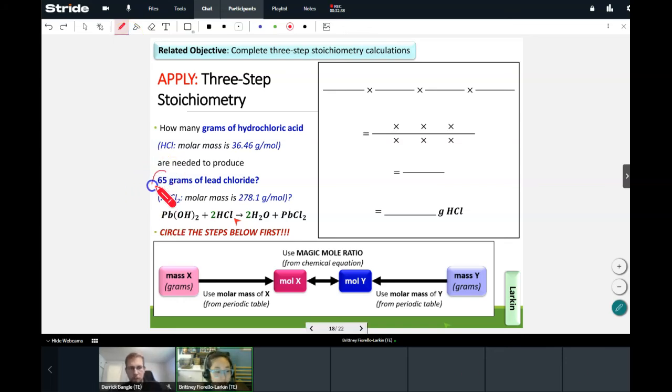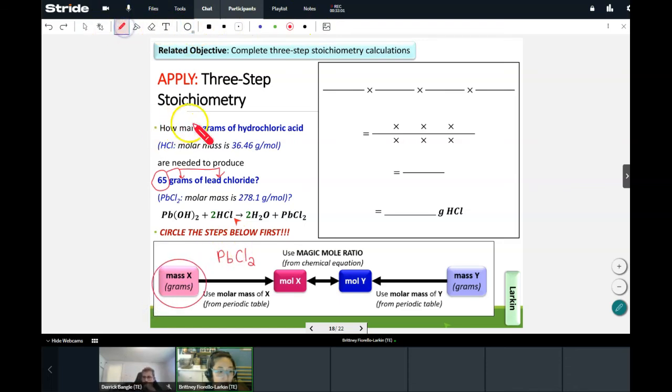Yeah, so right here we're starting off with 65 grams of lead chloride. So I'm going to make this side over here PbCl2. Tell me in the chat, am I starting at mass or moles of PbCl2? Am I starting at mass or moles if I have grams? Perfect. Yes, that's going to be our mass.